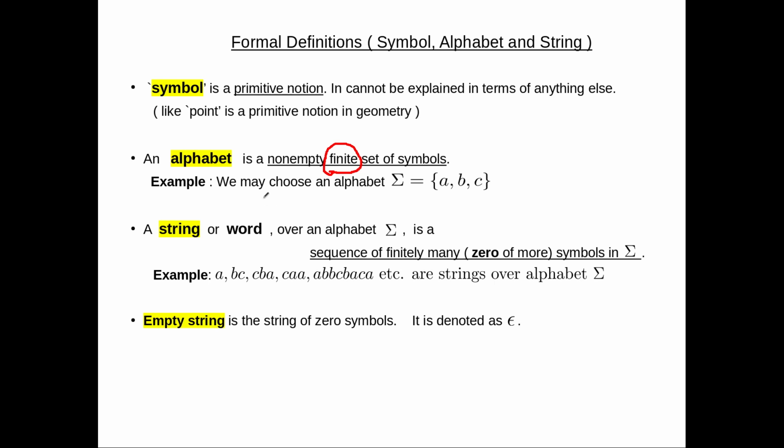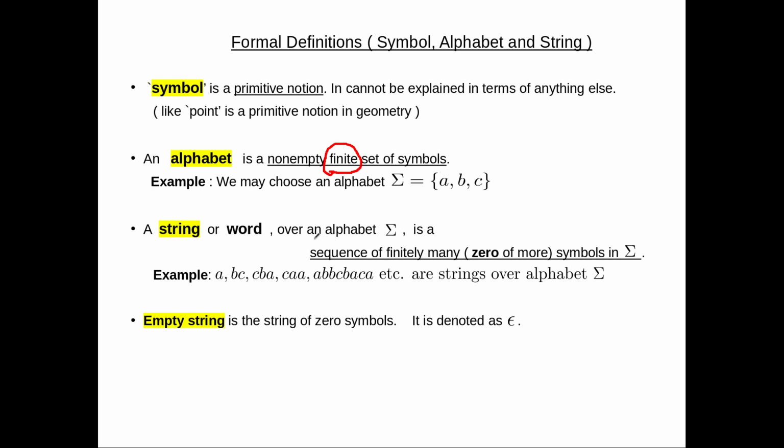So you can choose any non-empty finite set as your alphabet. Here I have taken just an alphabet containing 3 symbols. So these A, B, C don't mean anything else. They are just 3 different symbols, A, B, C. Okay, so now a string or word is a sequence of finitely many symbols in sigma.